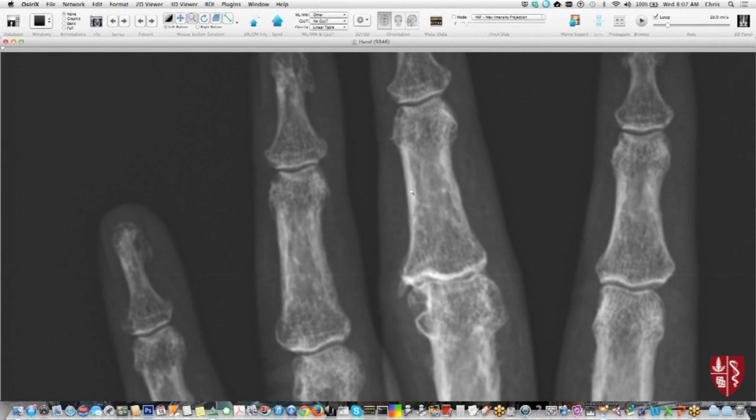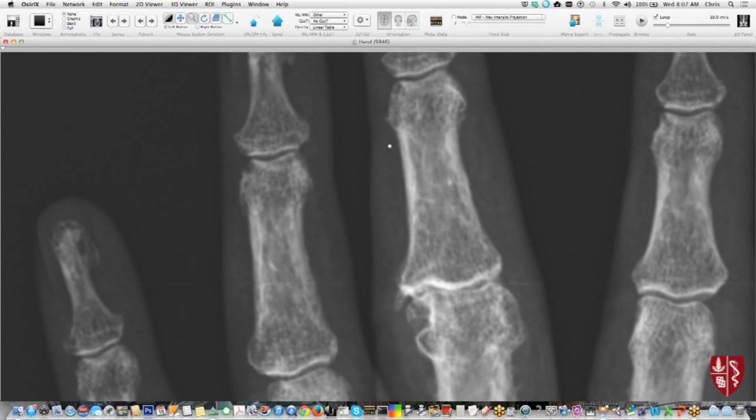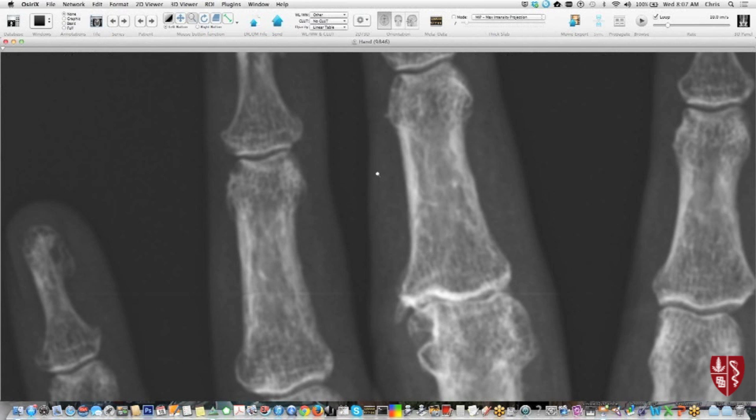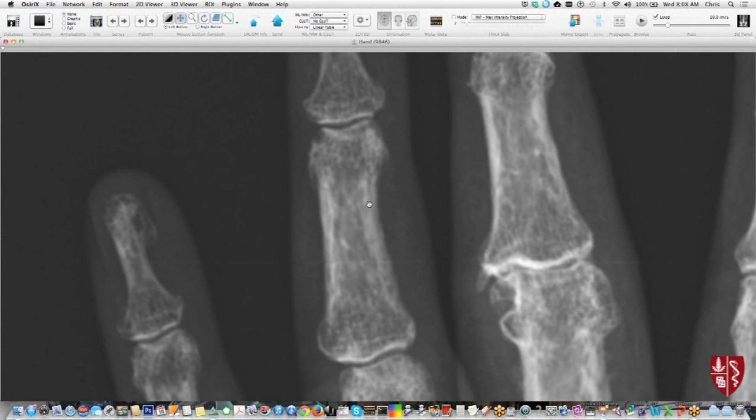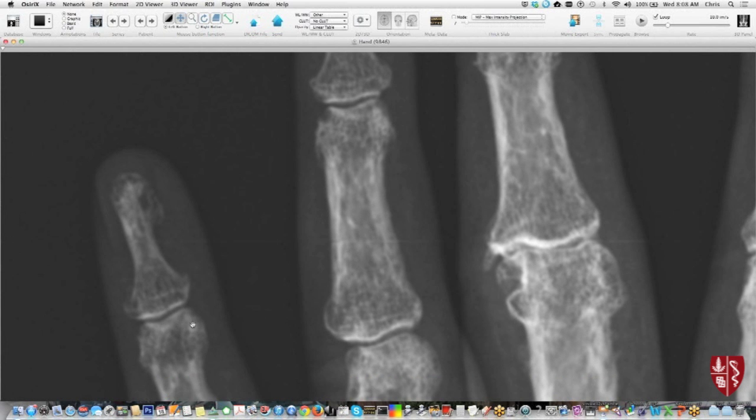But what about this joint here? So we know we have OA, maybe some post-traumatic change, but here in this fourth DIP joint, there's that little bite right there. And that we can't really explain with osteoarthritis. So that's suspicious for an erosion. And maybe there's another one right there.